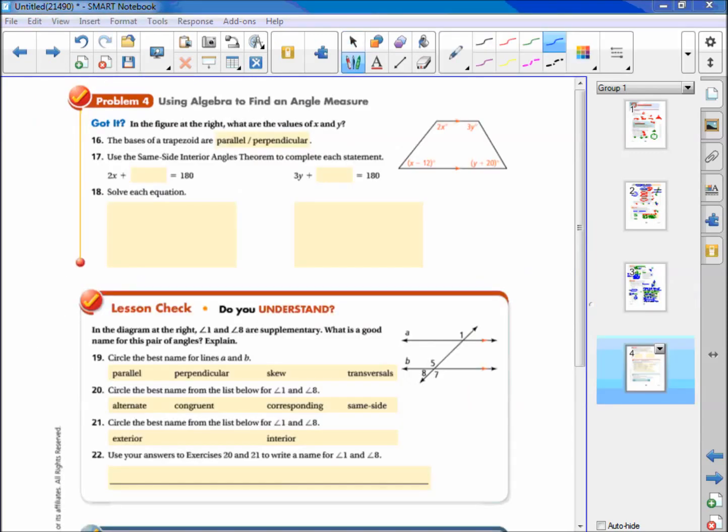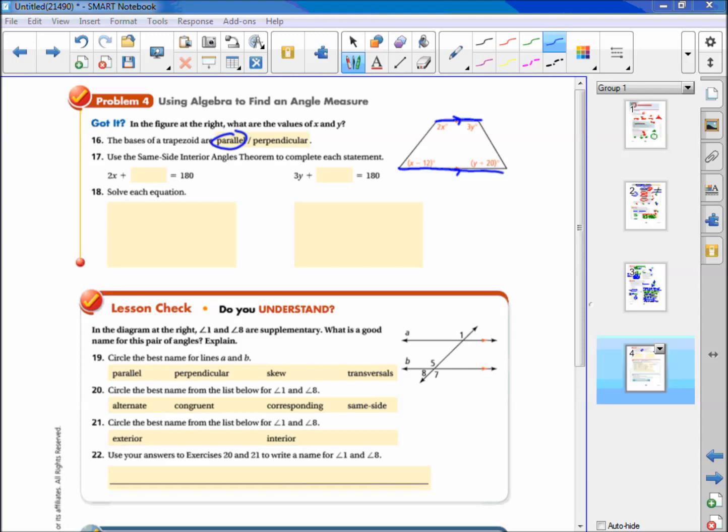All right, so problem 4, using algebra to find an angle measure. In the figure at the right, what are the values of x and y? So the bases of the trapezoid are parallel. The trapezoid definition has one set of parallel lines, and you can see those little red marks here and here to show that they're parallel. Okay. Use the same side interior angles theorem to complete each statement.